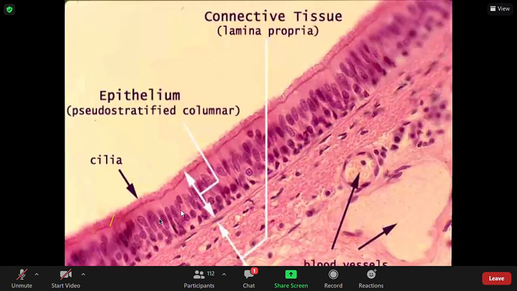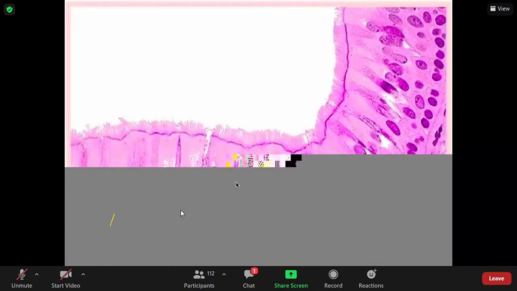So these are your cilia. Cilia are located in the respiratory epithelium. So this is a pseudostratified columnar epithelium with cilia. That's why ang tawag na natin sa epithelium na ito ay pseudostratified columnar epithelium with cilia. Another one, pseudostratified columnar epithelium with cilia.